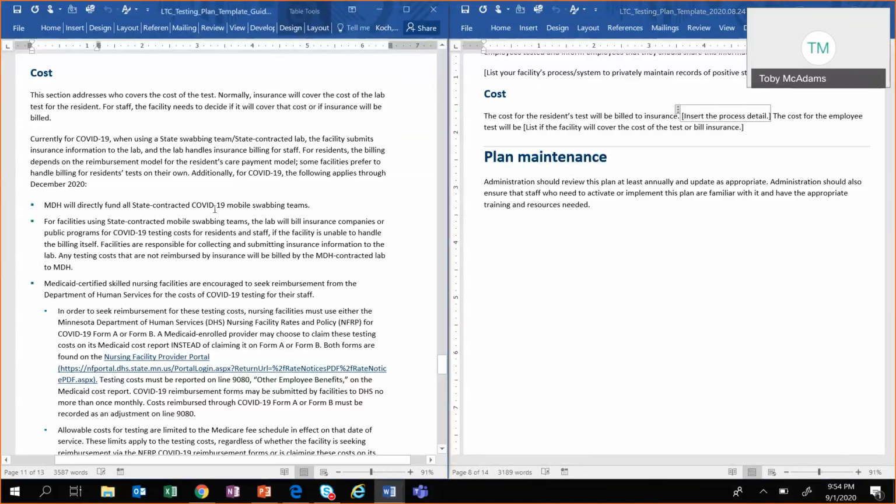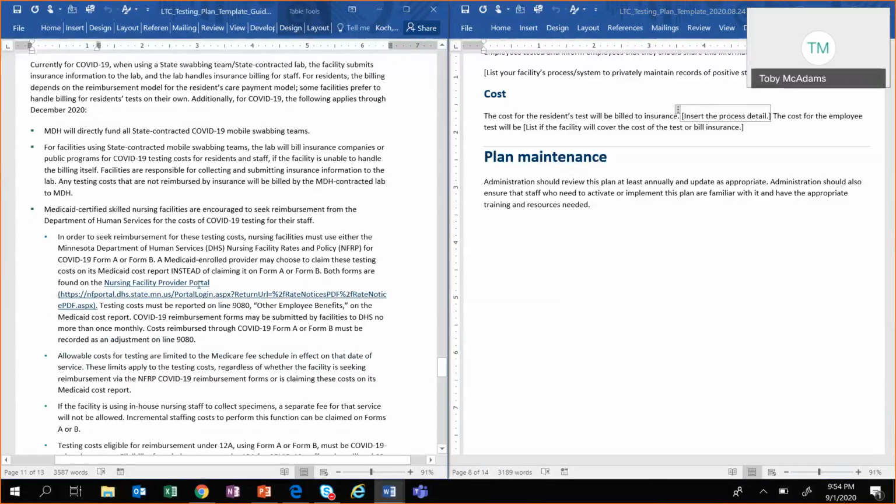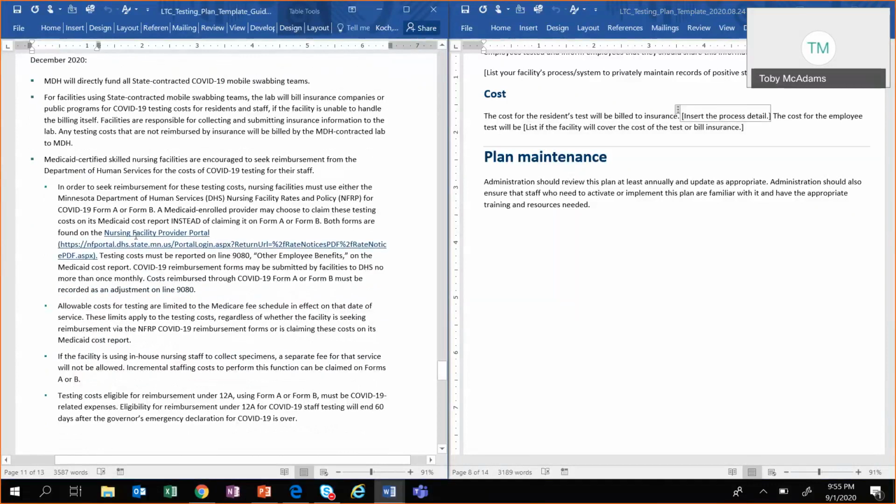One thing to point out is that some of you have access to other reimbursement means. So, for instance, if you're a skilled nursing facility, you have access to a reimbursement through Department of Human Services, DHS. And so we've indicated some of that information here for you to reference. If you have any additional questions, feel free to reach out and we can connect you with the right individual. I highly recommend connecting with your peers. How are they going about the cost aspect? How are they going to budget for this?